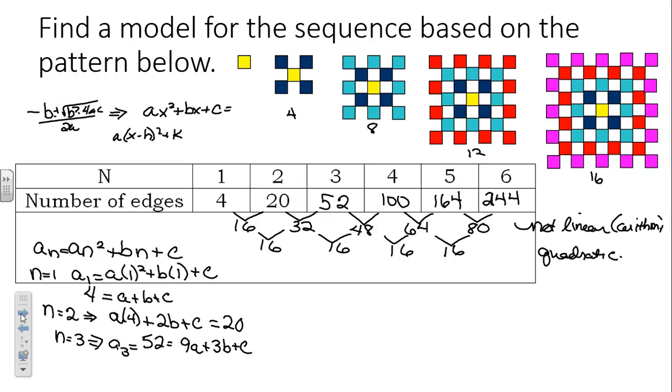Three variables means three equations, right? We have a system of three equations with three unknowns. One of them was a plus b plus c equals 4. Another one was 4a plus 2b plus c is 20. And then our third one is 9a plus 3b plus c is 52.